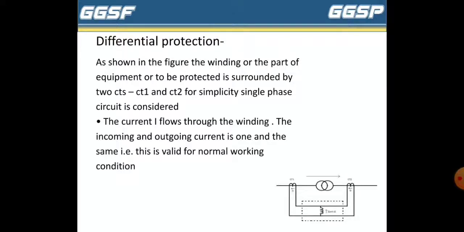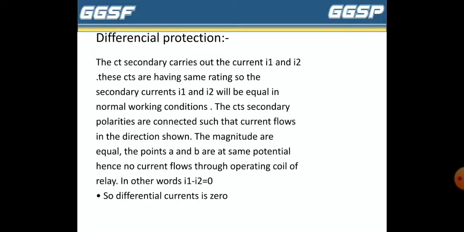For simplicity, single phase circuit is considered. The current I flows through the winding. The incoming and outgoing current is one and the same. That is, this is valid for normal working condition. The CT secondaries carry the currents I1 and I2.